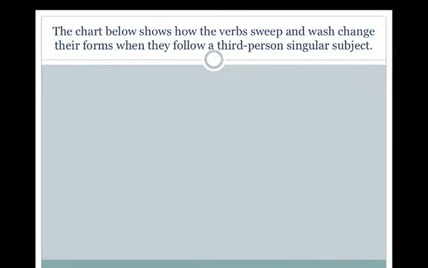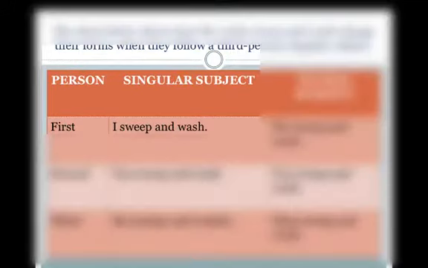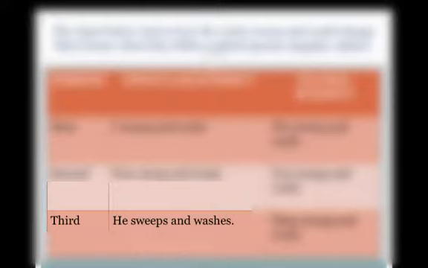So let's take a look at the chart below, which shows how the verbs sweep and wash change their forms when they follow a third person singular subject. First of all, in first person singular, you would write I sweep and wash. Second person singular, you sweep and wash. Third person singular, he sweeps and washes. Notice it changes with third person. And first person plural, we sweep and wash. Second person plural, you sweep and wash. Third person plural, they sweep and wash.